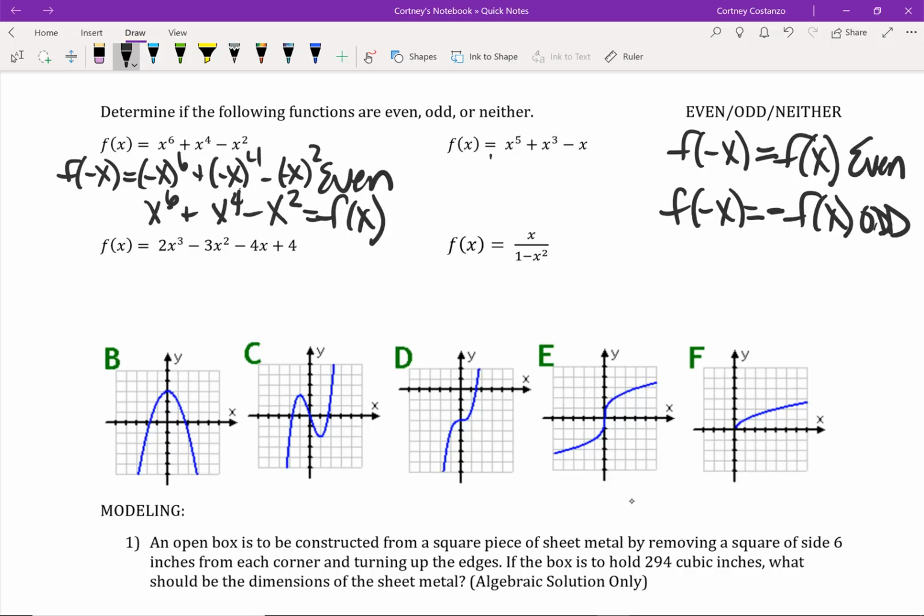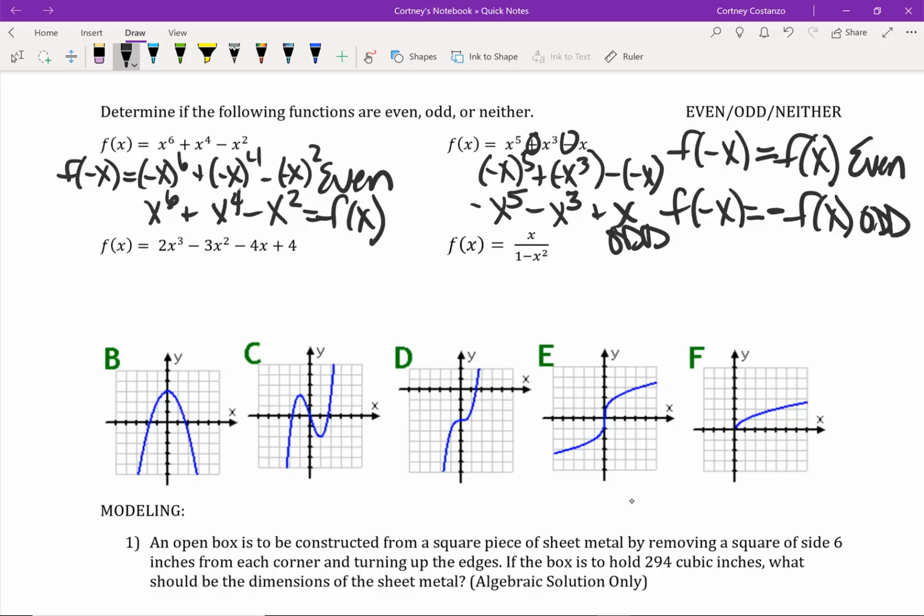In the next one, if I plug in a negative x and raise it to the 5th power, and a negative x to the 3rd power, and a negative x, what happens is I get a negative x to the 5th, a minus x to the 3rd, and a plus x. If you notice, all of those signs have changed from the original function. Therefore, it's the negation of the original, and that would make it odd.